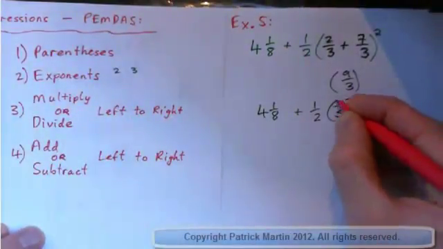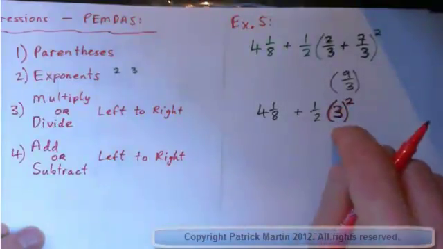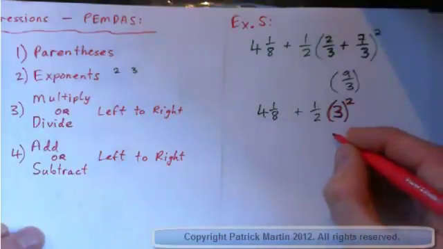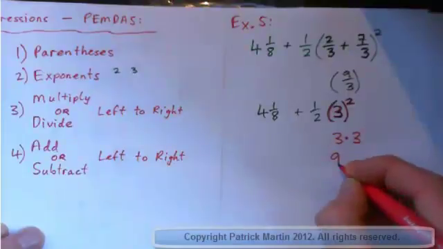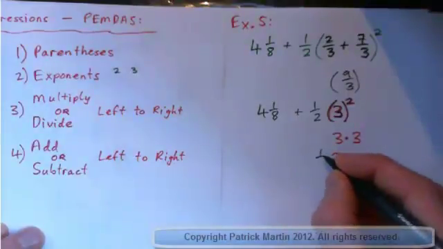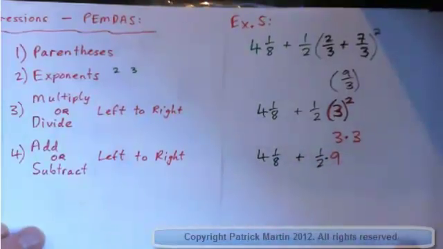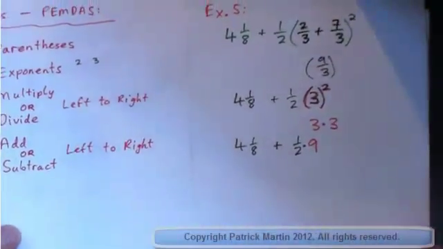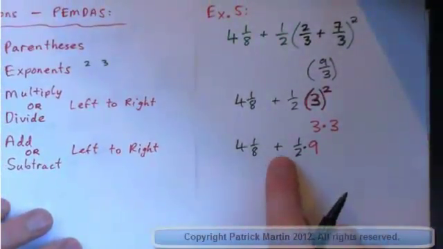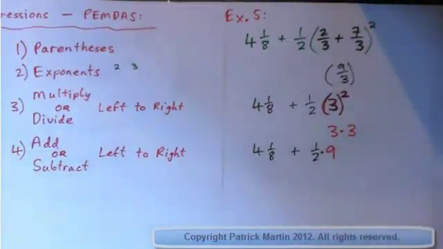And by the way, it's only touching the 3, so it's only applied to the 3, not applied to the half, just the 3. Now 3 squared is 3 times 3, which is 9, right? So I have a half times 9. So write everything else out. Great, I took care of parentheses, I took care of exponents. Now I've got to multiply and I've got an addition. What do I do first? Multiply or add first? Multiply, right?